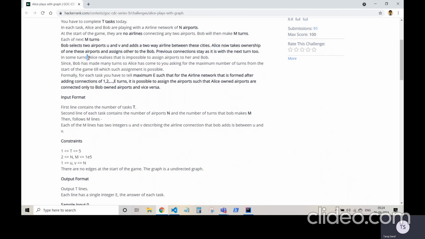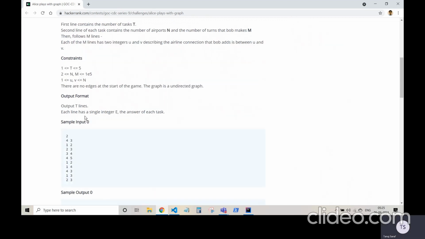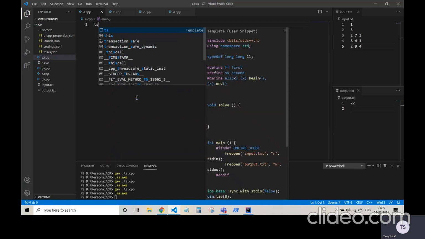In some turns, Alice realizes that it is impossible to assign airports to her and Bob, and since Bob has made many turns, Alice is asking for the maximum number of turns from the start of the game till which this assignment is possible. Okay, so let's take on this problem.